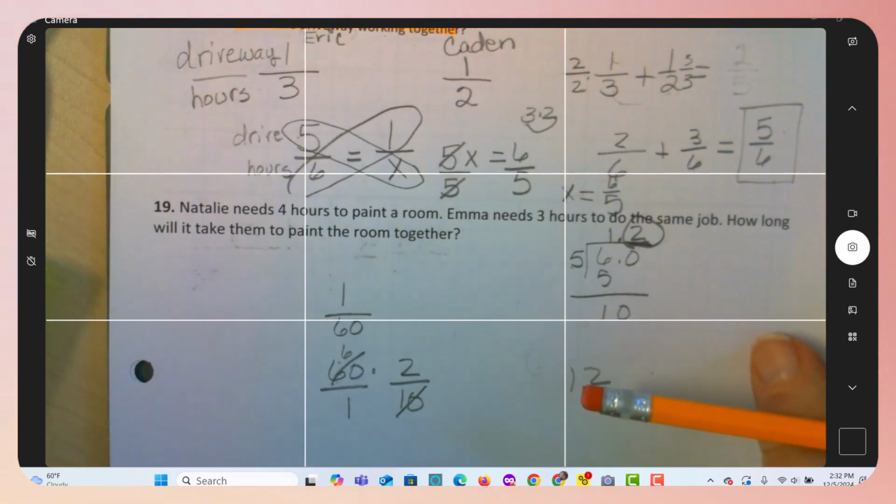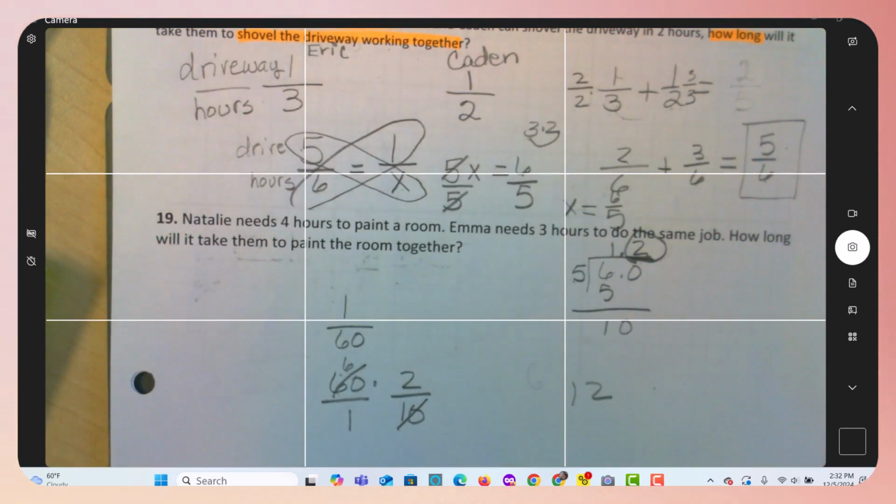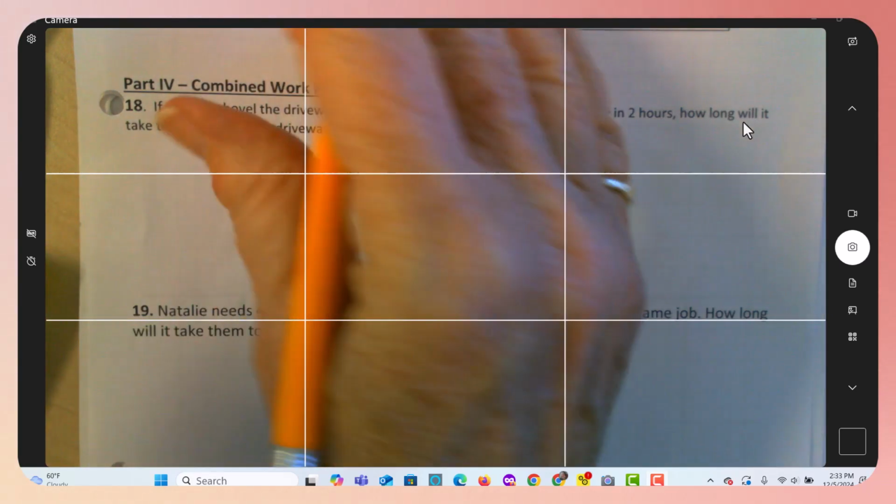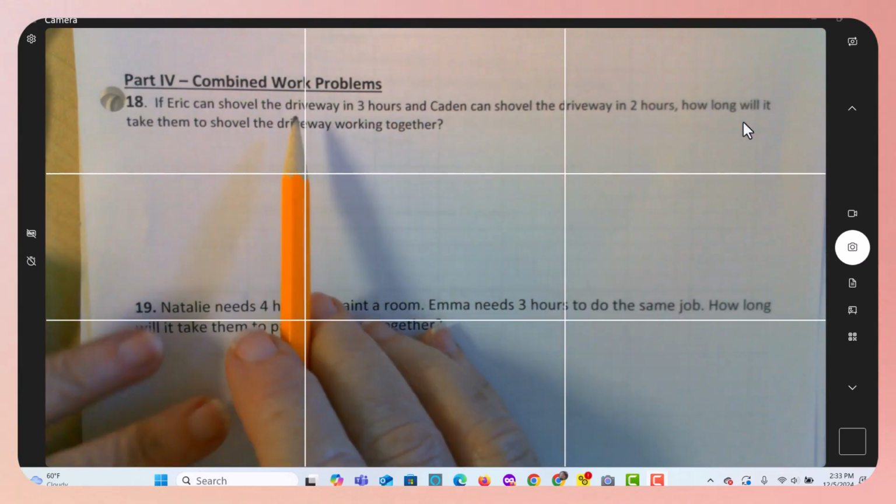All right, now we're doing combined work problems. Give me just a minute to get a blank sheet. All right, combined work problems.